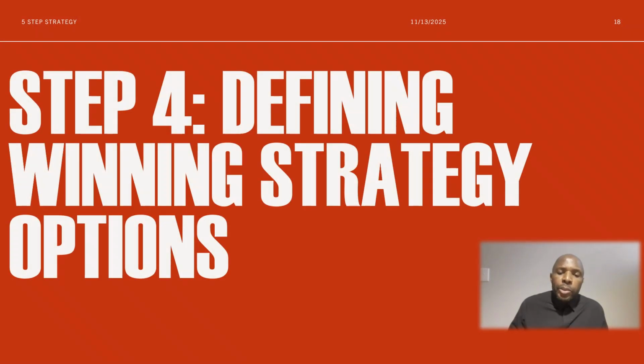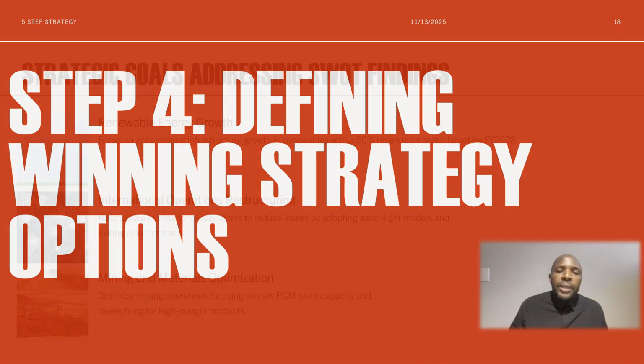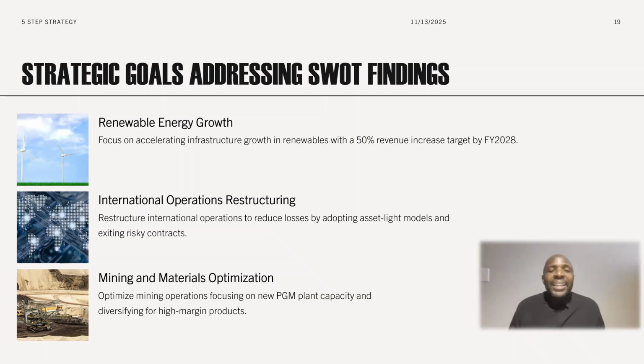Let's go now to step 4, defining winning strategies and options. Okay, so now we start with strategic goals. Let's call them strategic goals because this is now responding to the SWOT analysis and the 5 C's and the situational analysis. You must remember there must be mapping, there must be connection between the two. You cannot just put goals that are not responding to what you've picked up when you're doing the situational analysis.